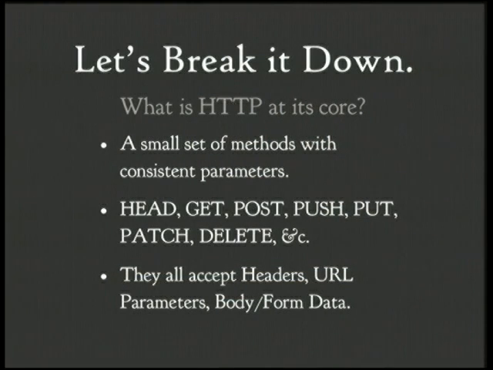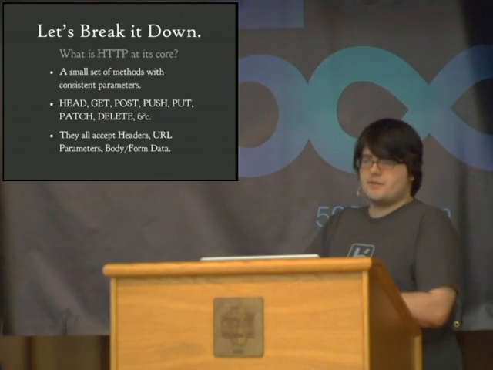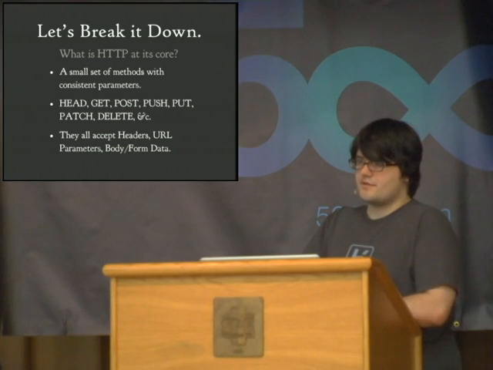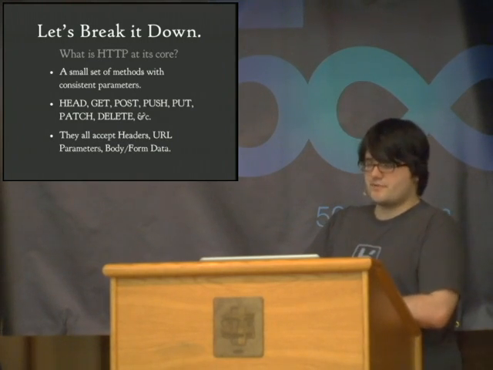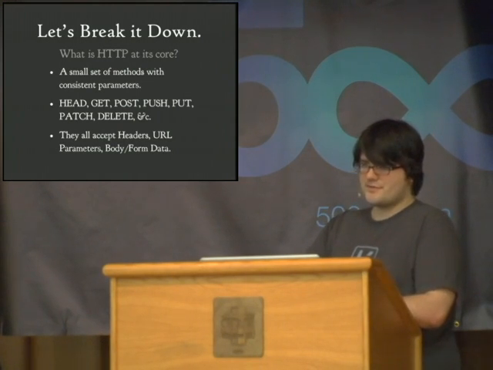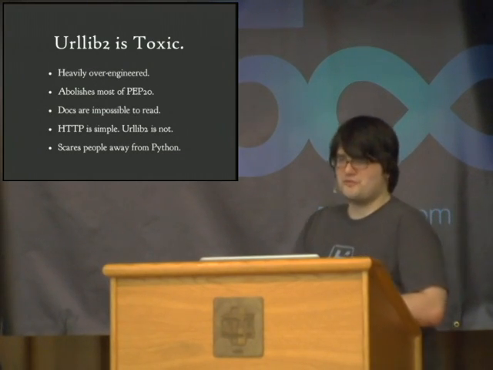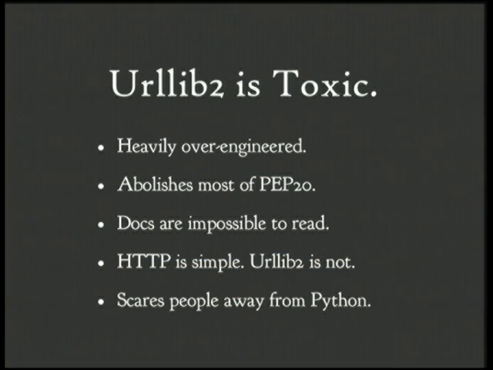So let's break down what HTTP actually is at its core. Essentially, it's a small set of methods with consistent parameters: head, request, get, put, post, delete, patch, etc. All of them are fairly straightforward. They all accept headers, URL, parameters, body, or form data, and that's pretty much it. There are also status codes used in responses, and different little things you can do, like if there's a 301, you're supposed to follow the redirects. But at the core, HTTP is a very simple and straightforward protocol. When you look at urllib2, it's the opposite of that. It's a super over-engineered piece of code, and it ignores all of our values as an ecosystem in Python.